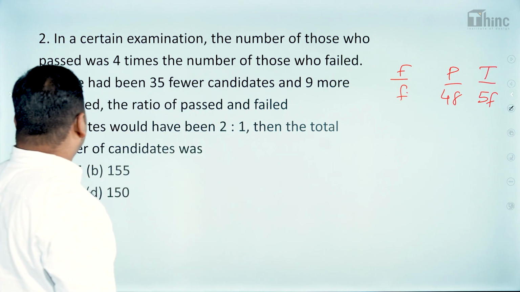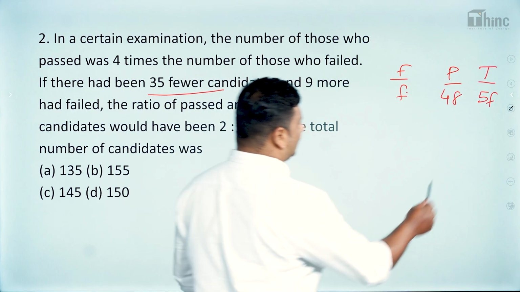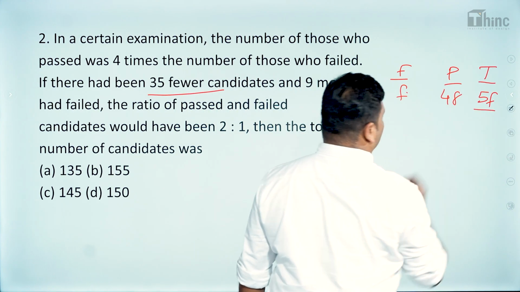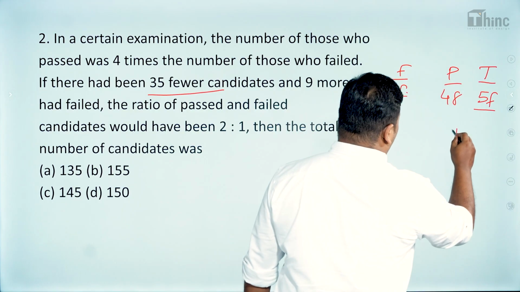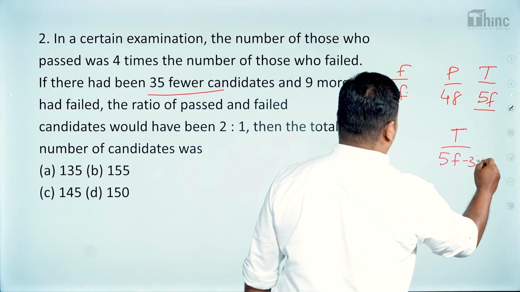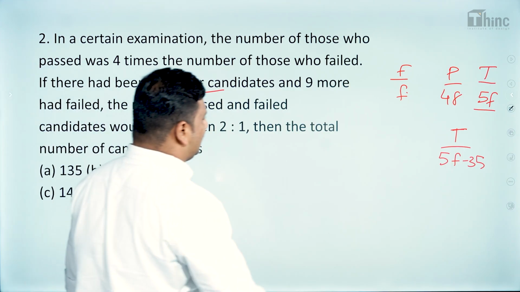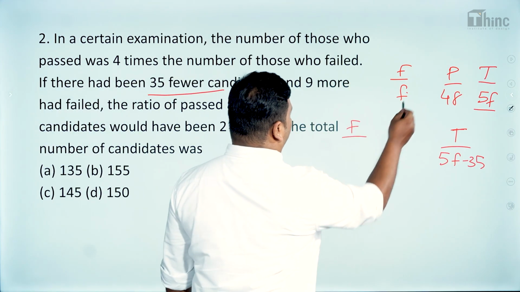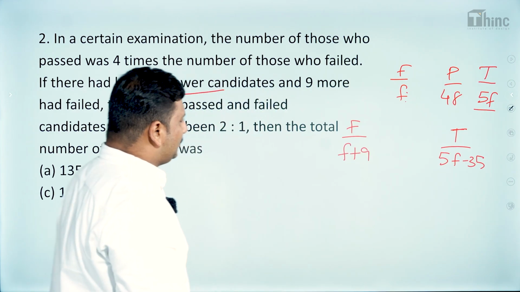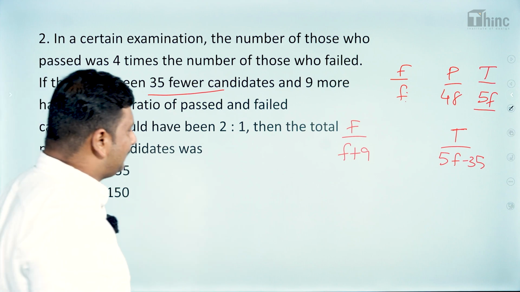Now what happened? There are 35 fewer candidates. Initially the total number of candidates is 5F. So if there are 35 fewer candidates, the total number of candidates is now 5F minus 35, right? And what happened? 9 more had failed. So initially those who failed is F. So now those who failed is 9 more, F plus 9. So there are two conditions given.